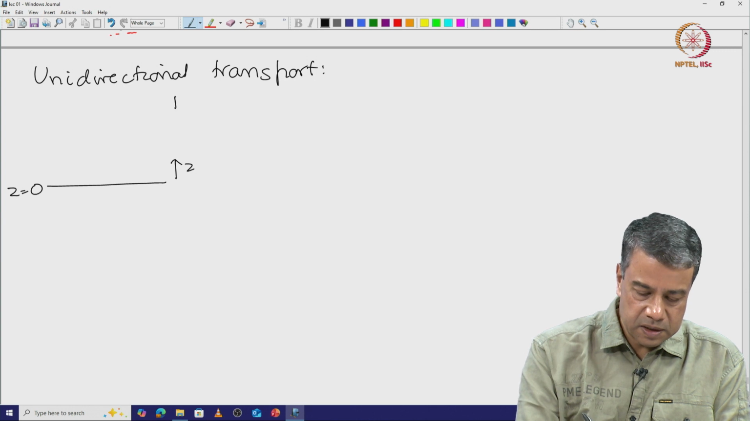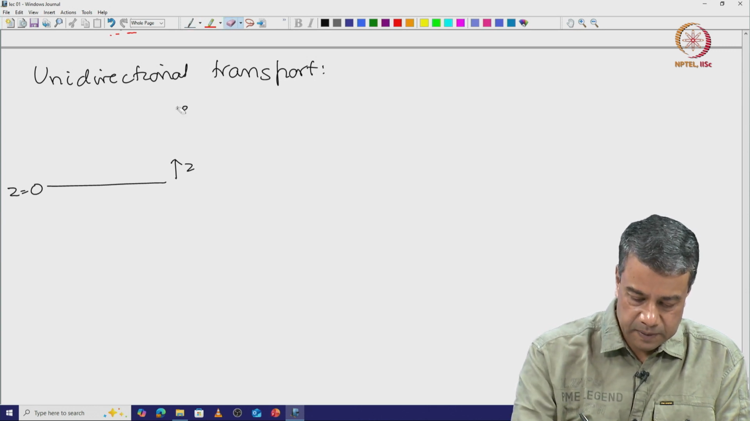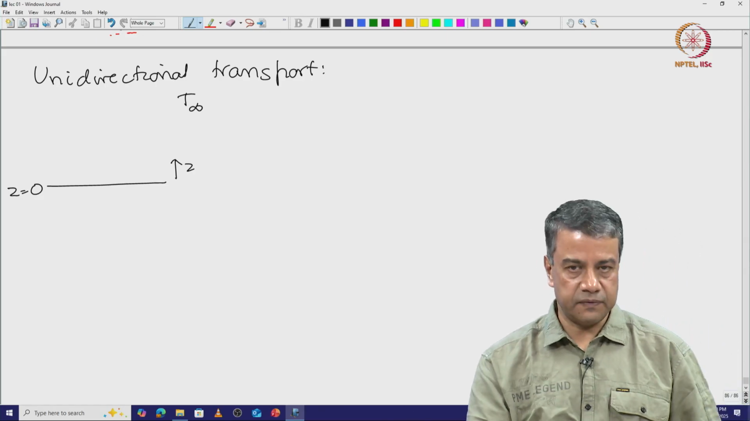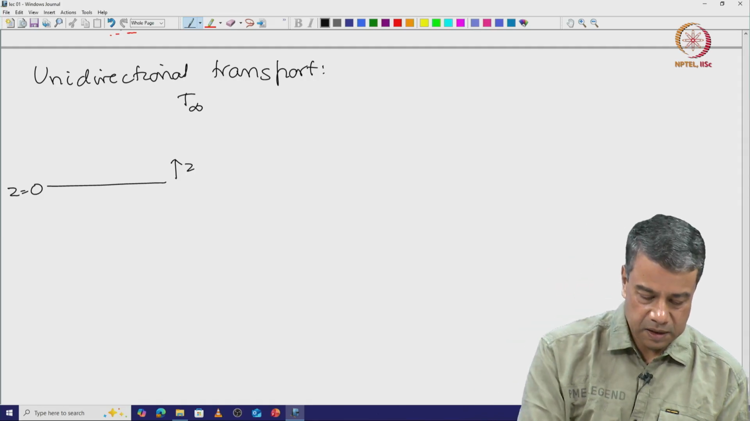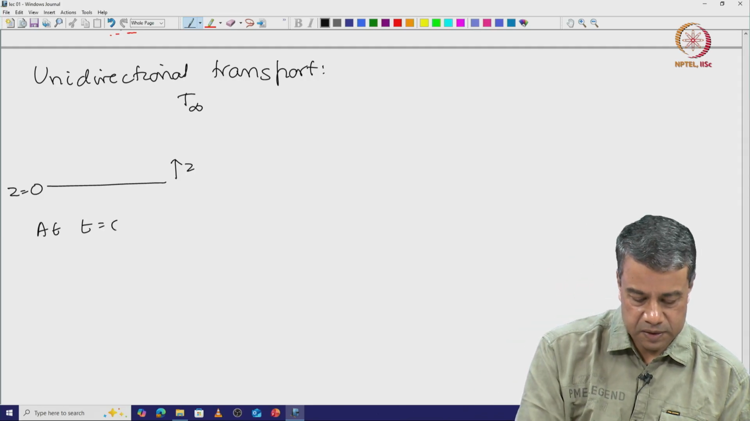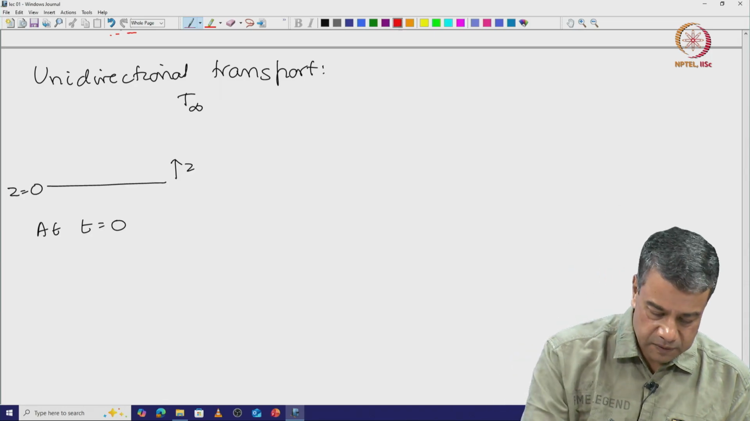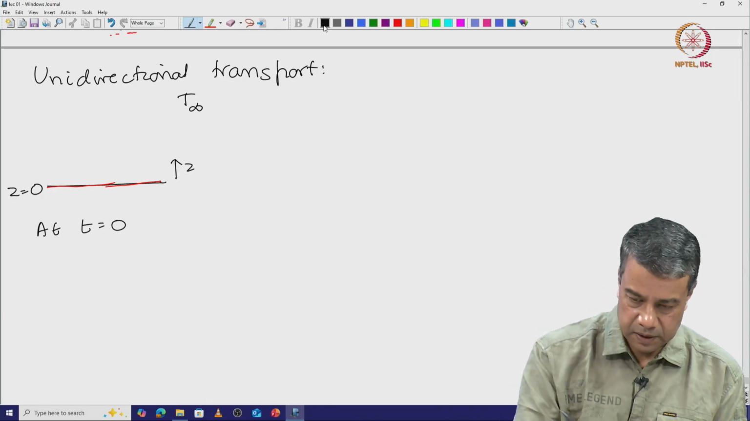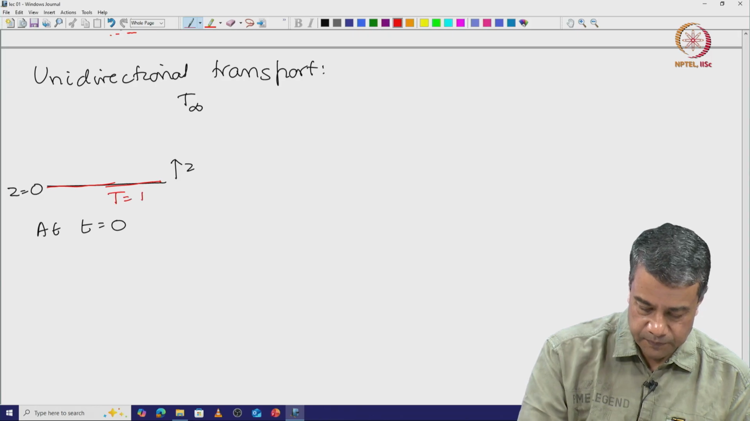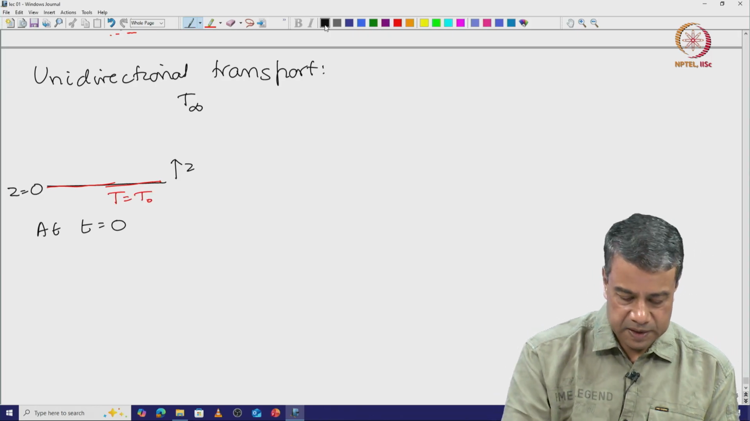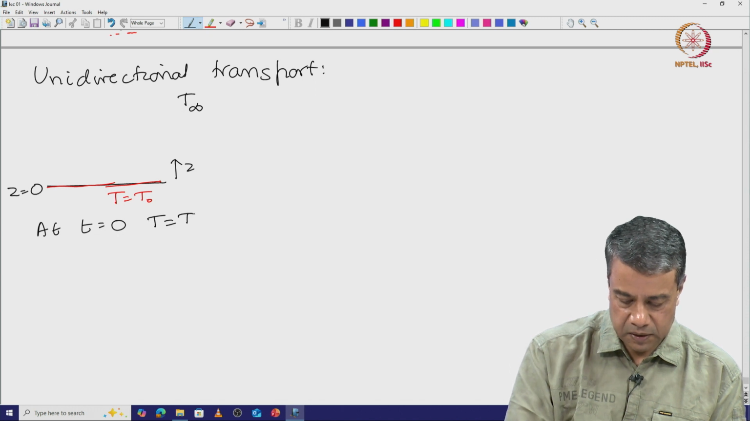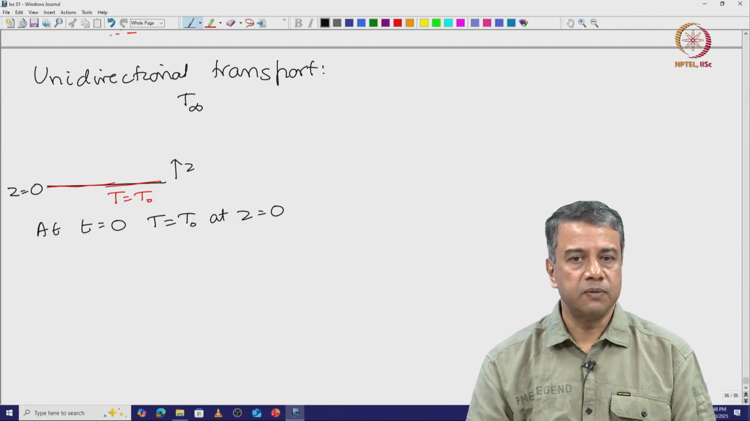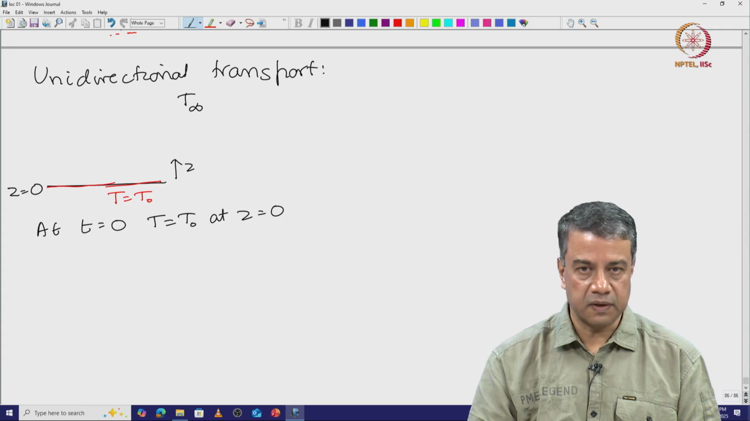Initially, the temperature is T infinity everywhere. Okay. And at time t equal to 0, we set the temperature of this bottom surface equal to T naught. Which implies that at t equal to 0, T is equal to T naught at z is equal to 0. And then we want to know how the temperature in this fluid evolves with time.